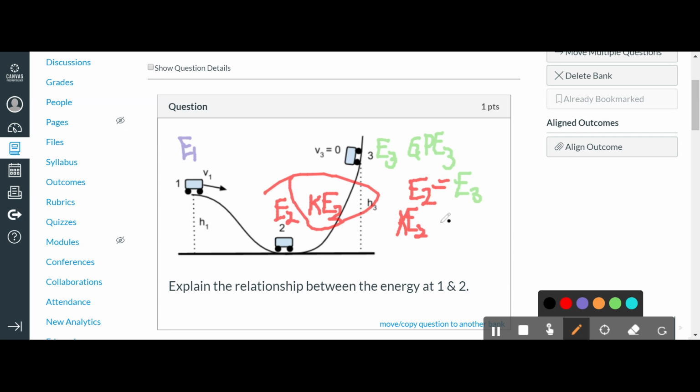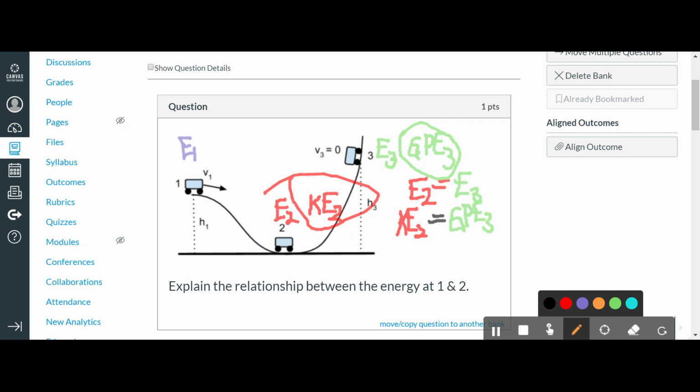And mathematically, that's going to be equal to the energy at 3. So here at 3, we only have this GPE. So the KE at 2 is going to be the GPE at 3. So hopefully you got this right and also learned more about how to jump high.